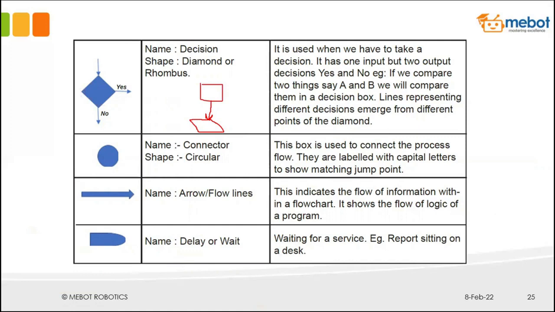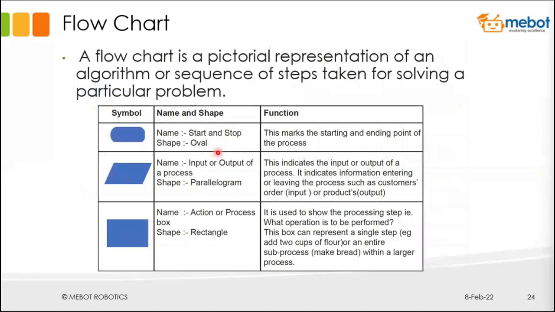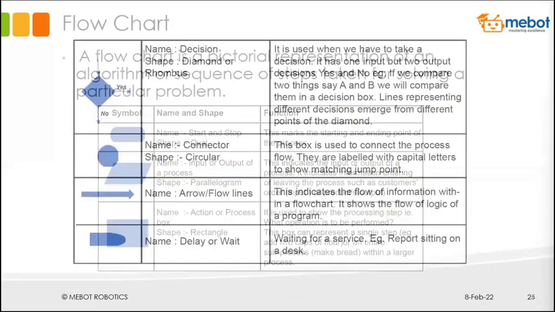Now the next problem statement is adding two numbers. When we are adding two numbers, we take two inputs and add them together. That's what happens. So how do we do it in the algorithm way? We first start the program, then using the input shape, we input A and we input B.